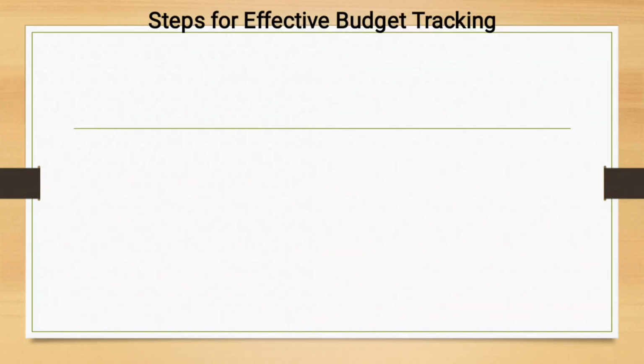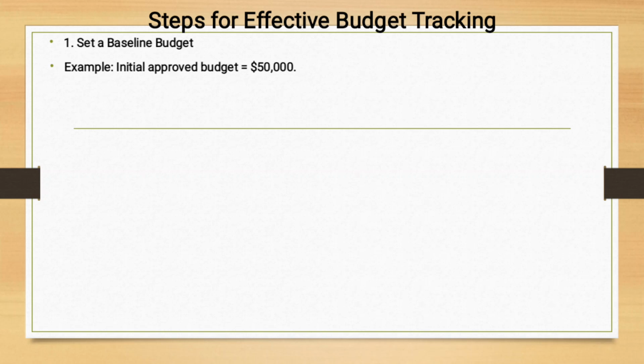Let's talk about steps for effective budget tracking. Number one, set a baseline budget. So you are supposed to have a baseline, the budget where you are starting from. For example, you're having a baseline budget of 50,000. That is where you are starting from for your project. So it can be any number.